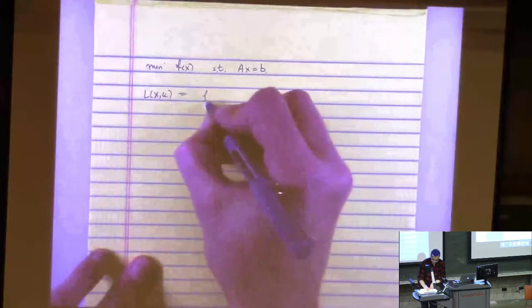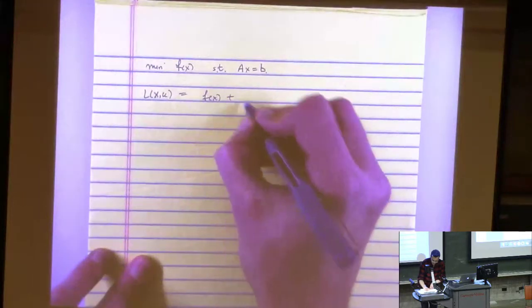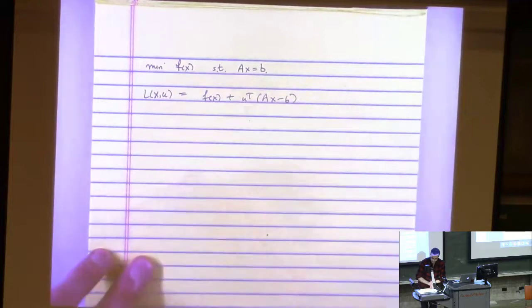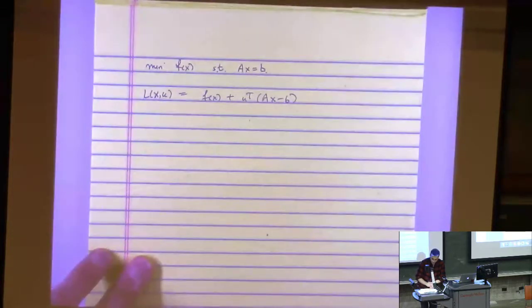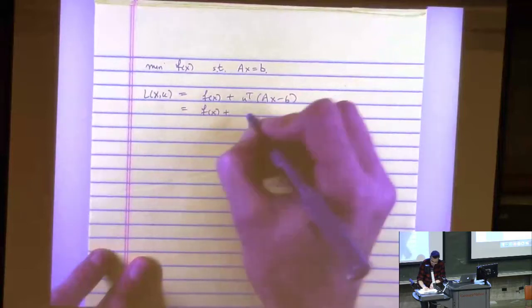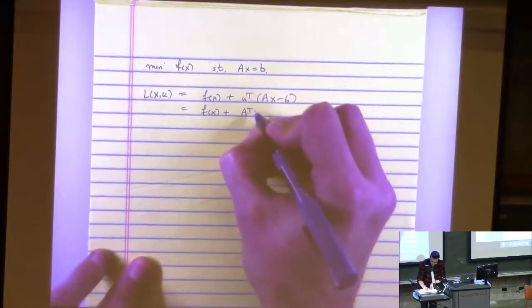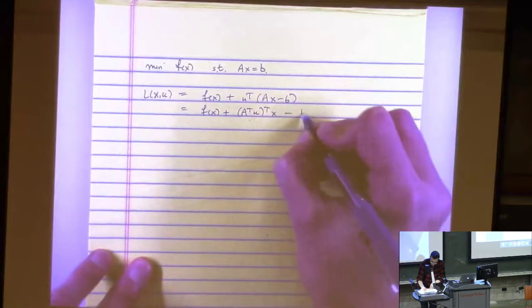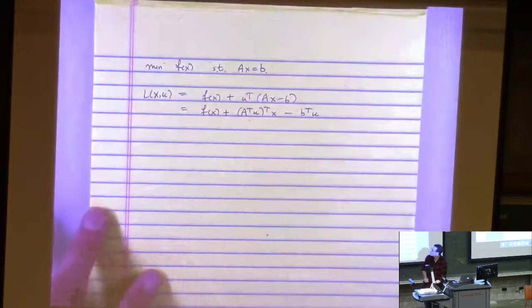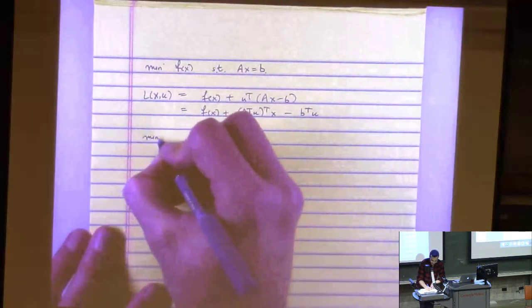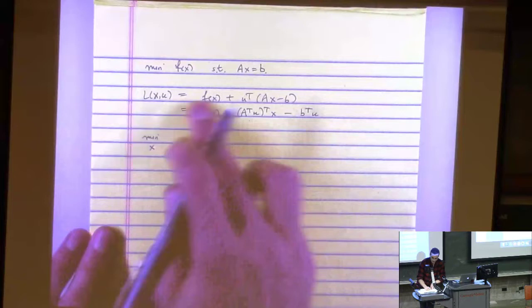So the Lagrangian, right, is this guy. Let's group terms: this is A transpose u transpose x minus b transpose u. So that's the Lagrangian. And now what happens if I minimize the Lagrangian over x? What's the minimum of this thing over x?